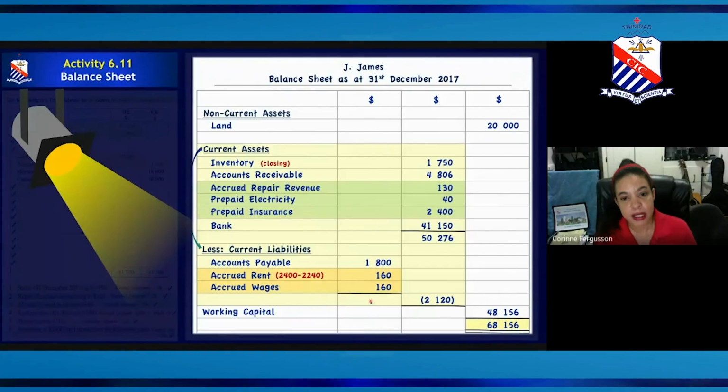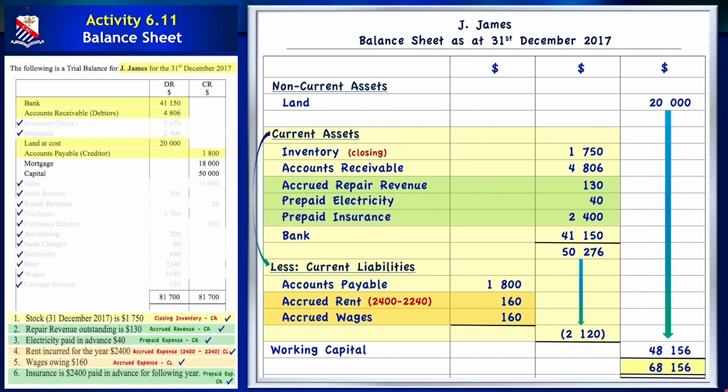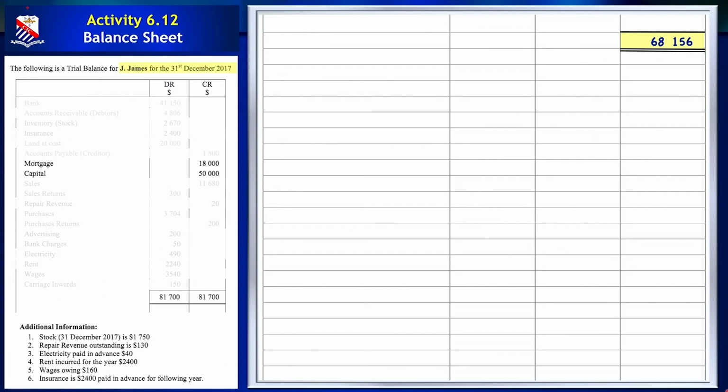So there we have it. Current assets, current liabilities is the new section, and the section that deals with accruals and prepayments. These were the accruals and prepayments in green and in orange, but that's as simple as that. Okay, so we just move on to the next part.